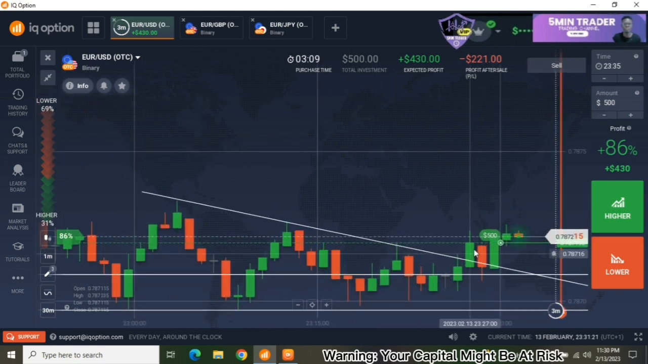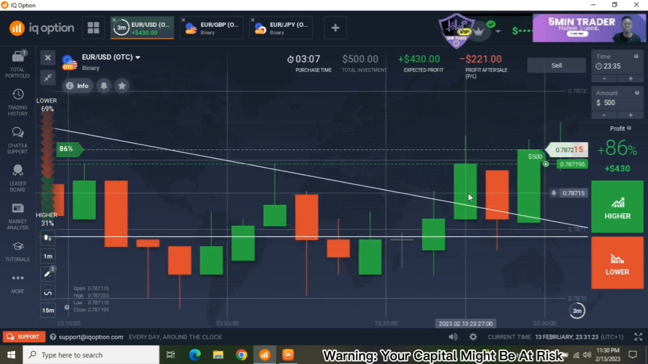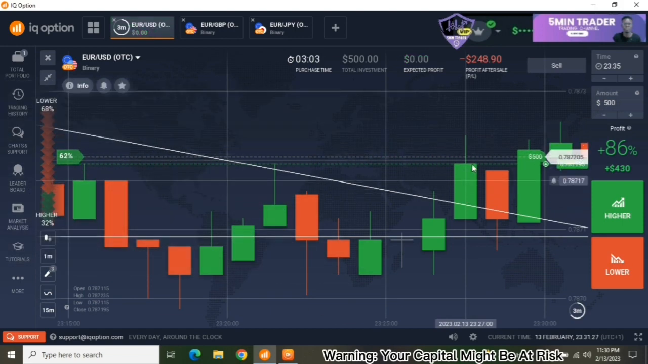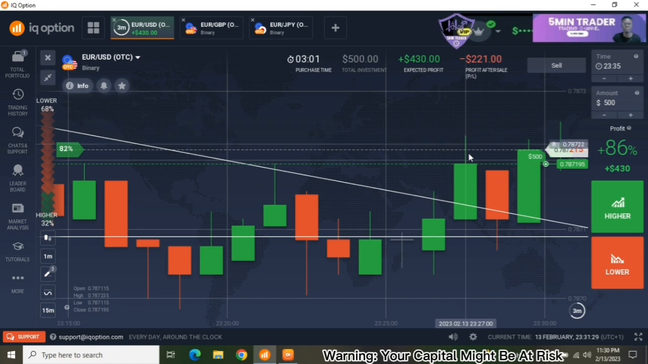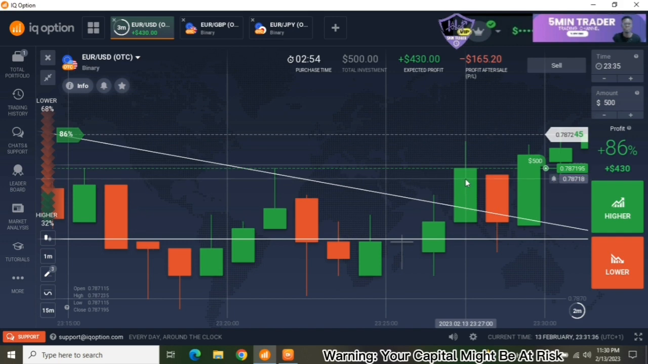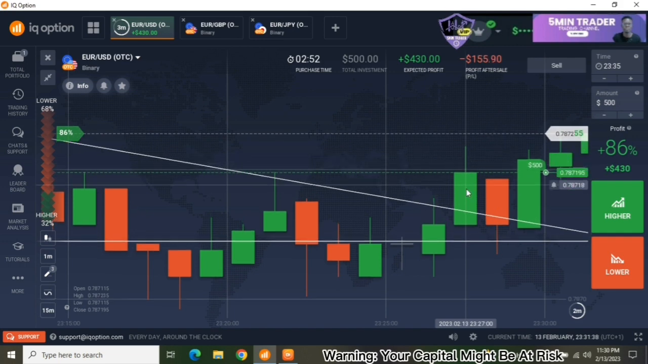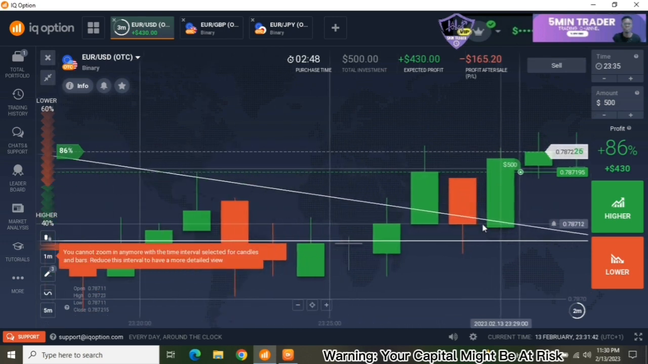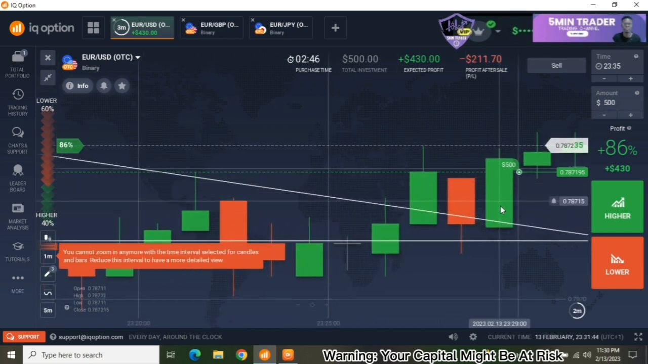I was going to take a trade on this candle, but I didn't because of the weaknesses around this area. The candle was a strong one, but the sellers stepped in and pushed the market down, and I didn't take a trade on this candle because of the weaknesses that came from the top of it. Then I had to wait to find another strong entry from the buyers, which was this candle, and I placed my trade on this candle.